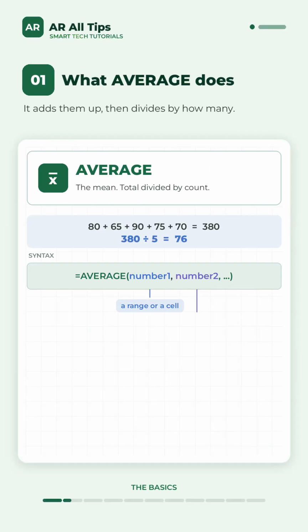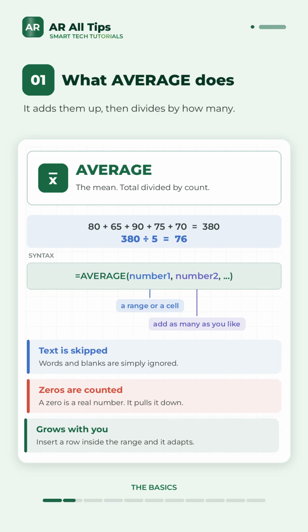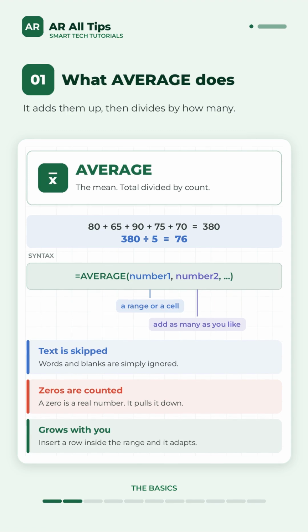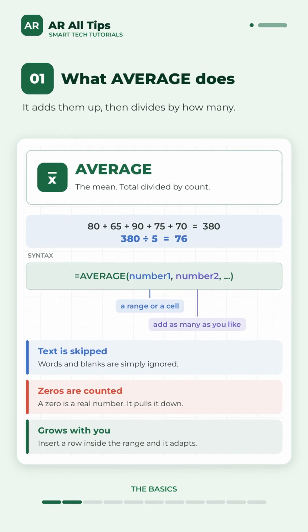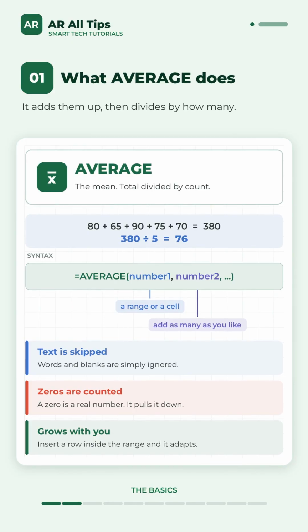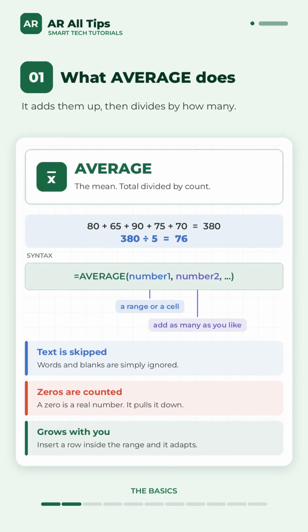It adds your numbers up, then it divides by how many there were. 80, 65, 90, 75, 70. That's 380 divided by 5, so 76. And the syntax is friendly. Equals average, open bracket, then whatever you want averaged. A range, single cells, or a mix of both. Text and blanks, it just skips them. Zeros, though, it counts. Hold that thought.